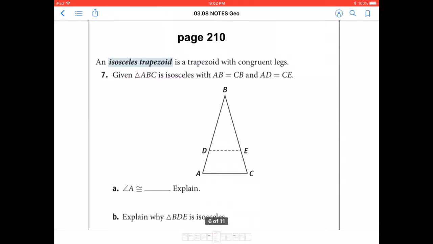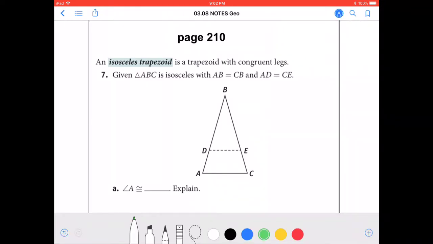Alright, we're going to start talking about something called an isosceles trapezoid. So an isosceles trapezoid is when we have a trapezoid with congruent legs. In our last example, we also had that, but usually with an isosceles trapezoid, our congruent sides don't go in the same direction. They actually point towards each other. That way we still have a trapezoid where the two legs are congruent to each other, but we don't end up with the scenario we saw on the last slide.